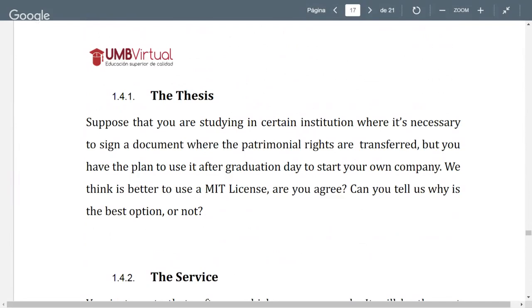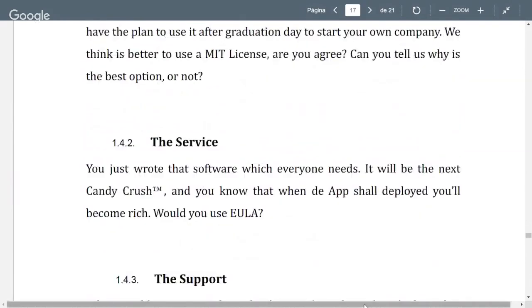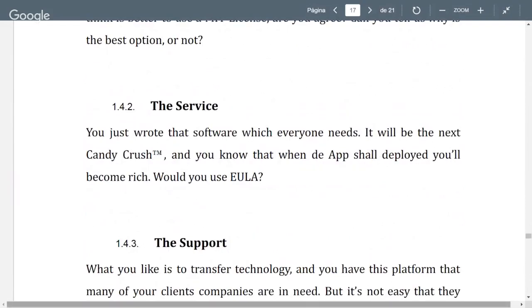That's the first one. The second one we call the service. It's a software that will be loved by a lot of people, I suppose. We make this little joke that it is the next Candy Crush. Candy Crush is a software that many people actually use, and it's a very good, well-planned software.